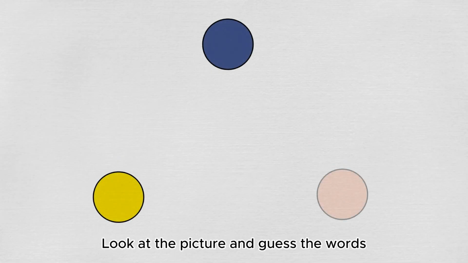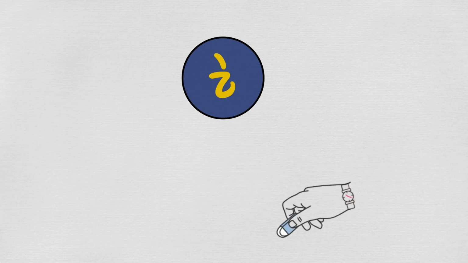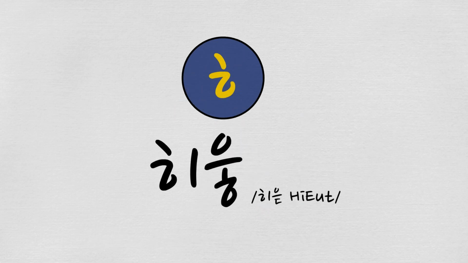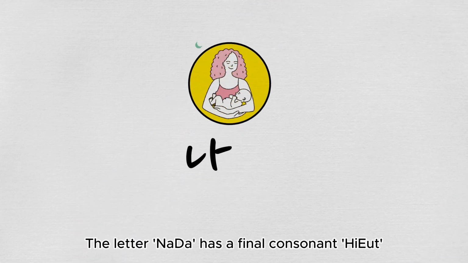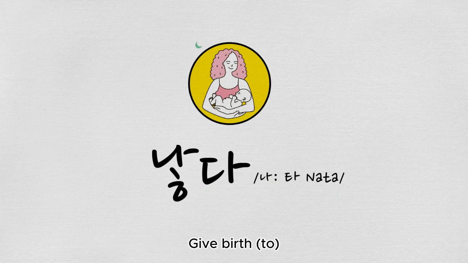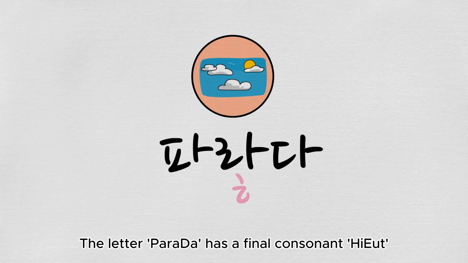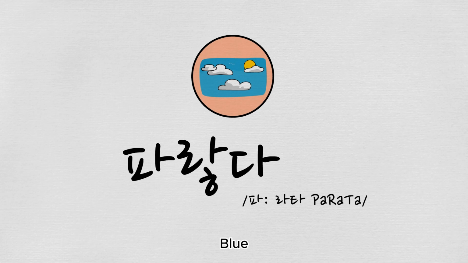Look at the picture and guess the words. The letter 히읗 has a final consonant. It's read as 히읗. The letter 나다 has a final consonant 히읗. It's read as 낳다, give birth to. The letter 파라다 has a final consonant 히읗. It's read as 파랗다, blue. 파랗다.